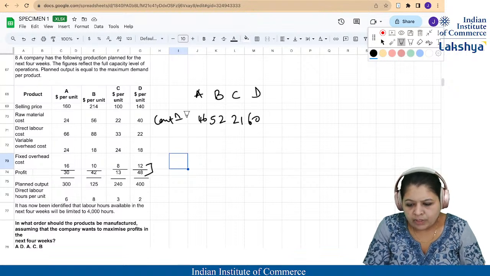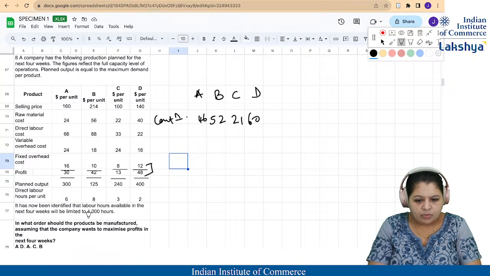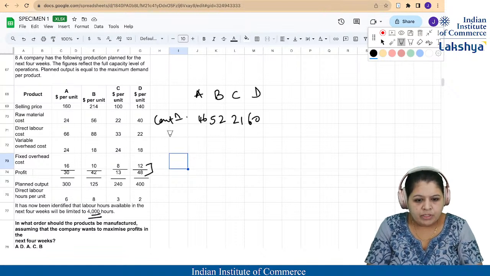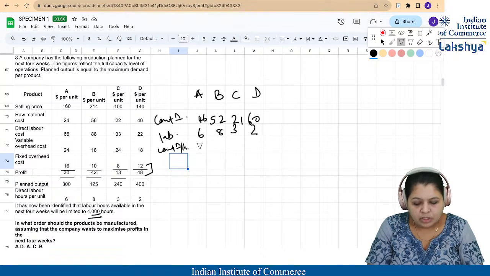Now, what else do we need? We require the number of labor units because this is your bottleneck, right? So labor units, I'm just going to say 6, 8, 3 and 2. Contribution per labor would be 46 divided by 6, which comes to 7.67. 52 divided by 8 comes to 6.5. 21 by 3 comes to 7, and 60 by 2 comes to 30.